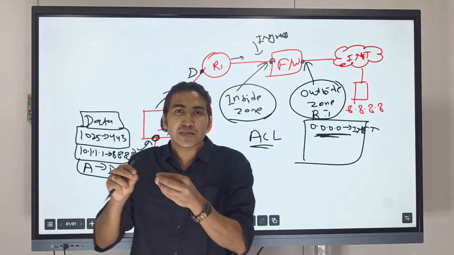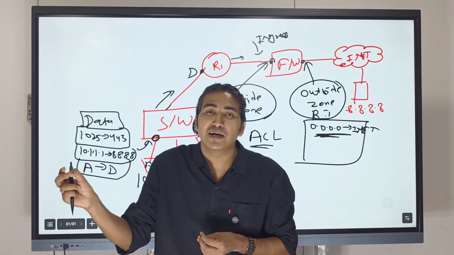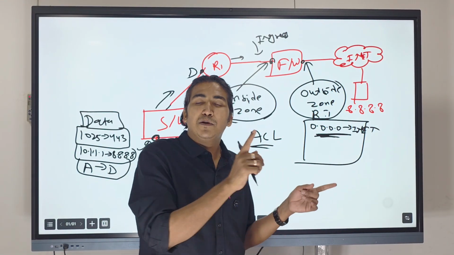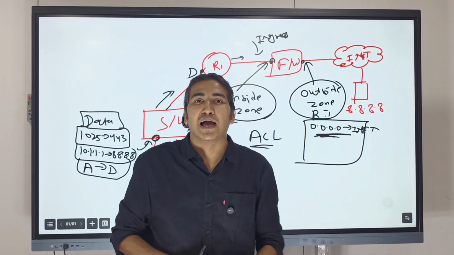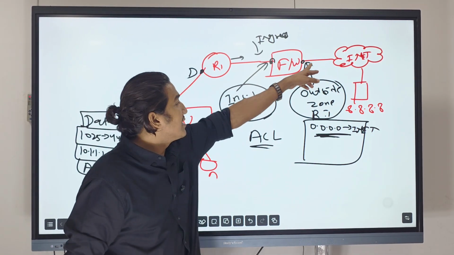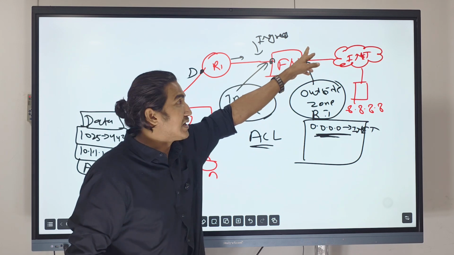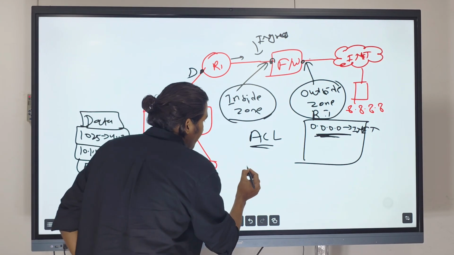So when the firewall is receiving the traffic, first it will identify the ingress zone. After that, it will look up the routing table. In the routing table, it will find the exit interface and identify the egress zone. Right? So this is the first step.